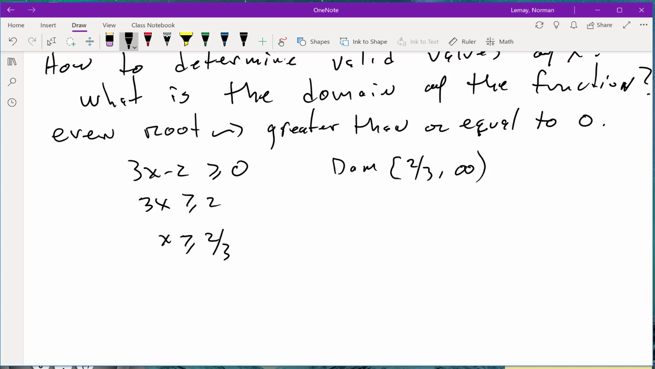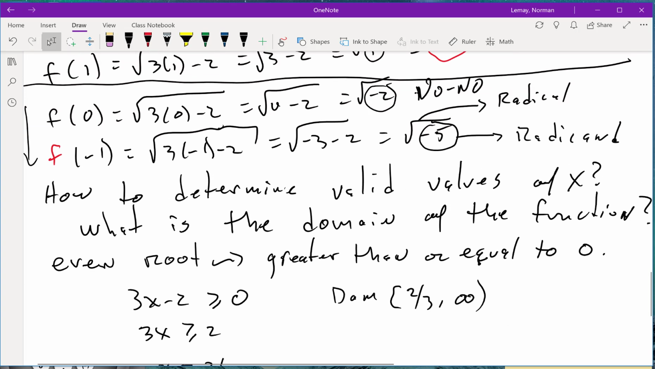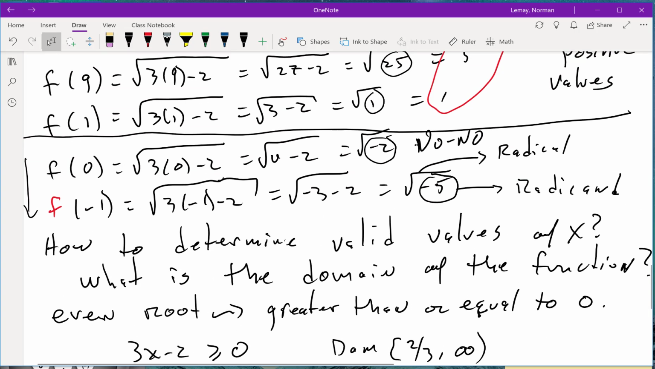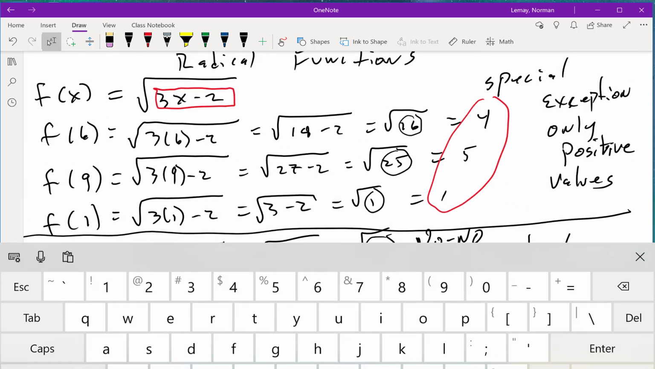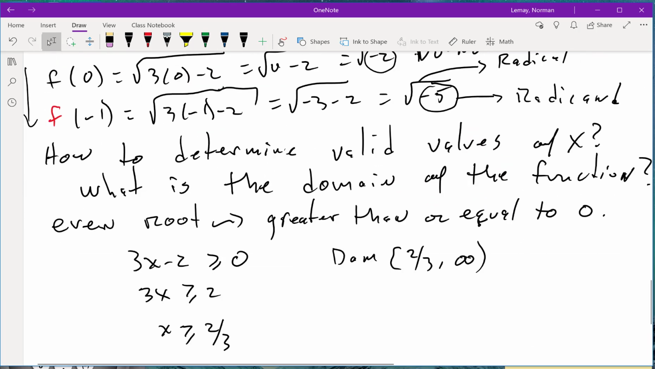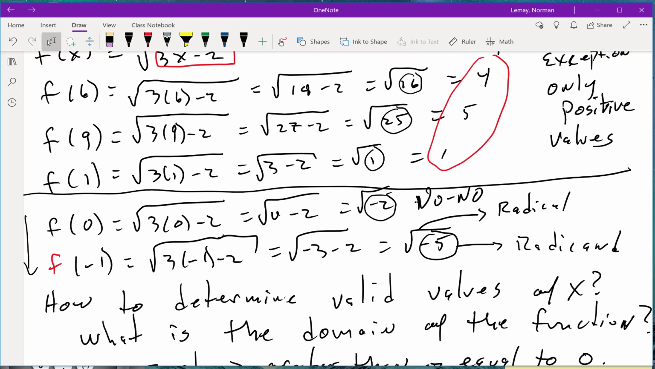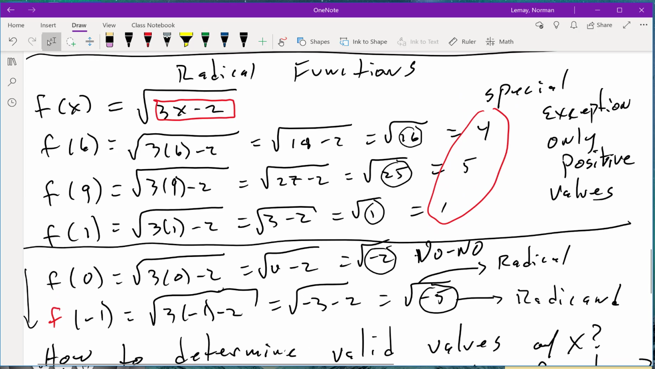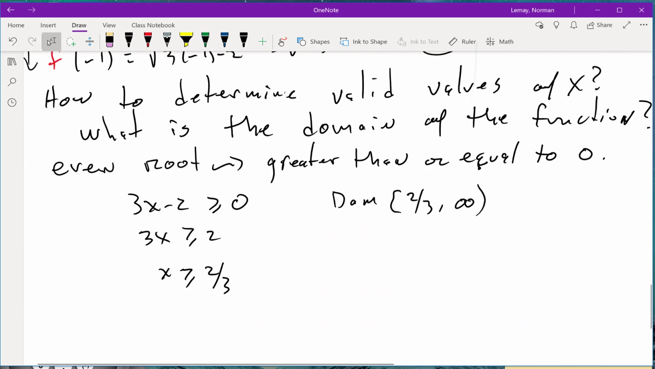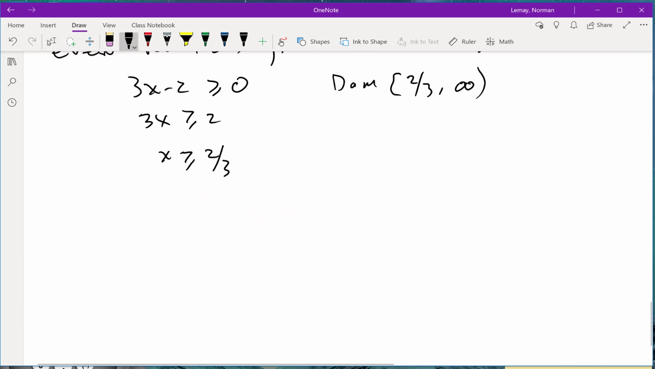All right? And we can write that in interval form. So you can see that when you're given a radical function that has an even index, you're going to have to turn this into one of our inequalities. And the radicand will always be greater than or equal to 0. So let's take a look at the graph of this thing, and let's see if we can verify this.